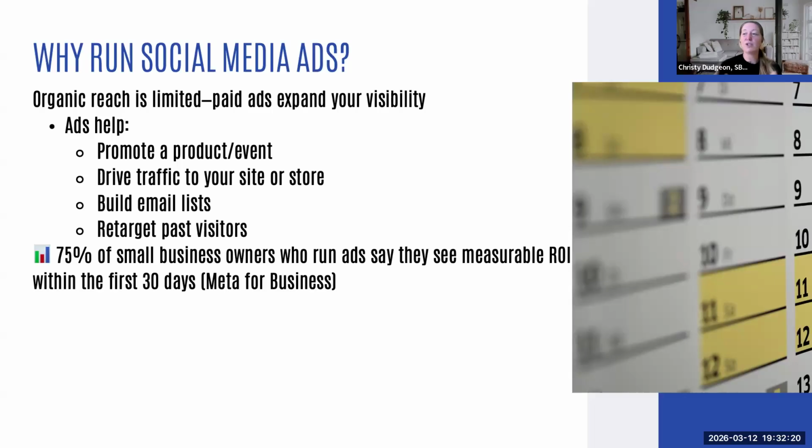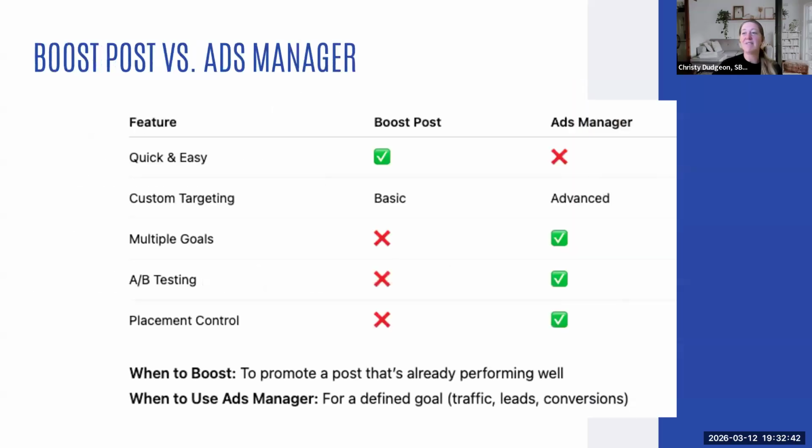75% of small business owners who run ads say that they see a measurable return on investment within the first 30 days. Now, that's coming straight from Meta itself. I can say if you've created a good ad that people want to respond to, it will be effective. The same thing with Google, right? If a Google ad is good, people are going to see it and respond to it. If it's not good content to begin with, they're probably not going to be responsive to it, whether it was organic growth or paid advertising.